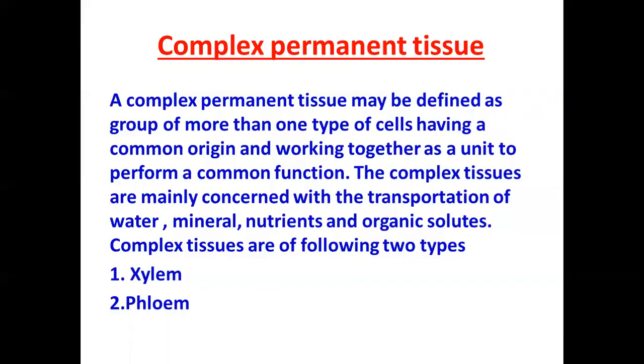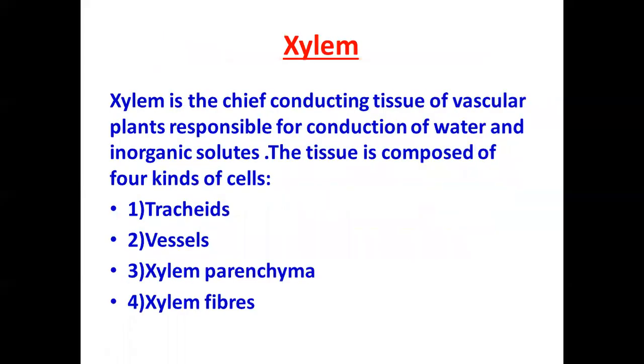Complex tissues are of the following two types: xylem, which is also referred to as wood, and phloem or bast. Clear? So in simple terms, complex tissues consist of more than one type of cells having a common origin. All these cells coordinate to perform a common function. Clear? Whereas simple permanent tissue consists of one type of cell. In complex tissue, there is more than one type of cell. So it is further divided into two, that is xylem and phloem.